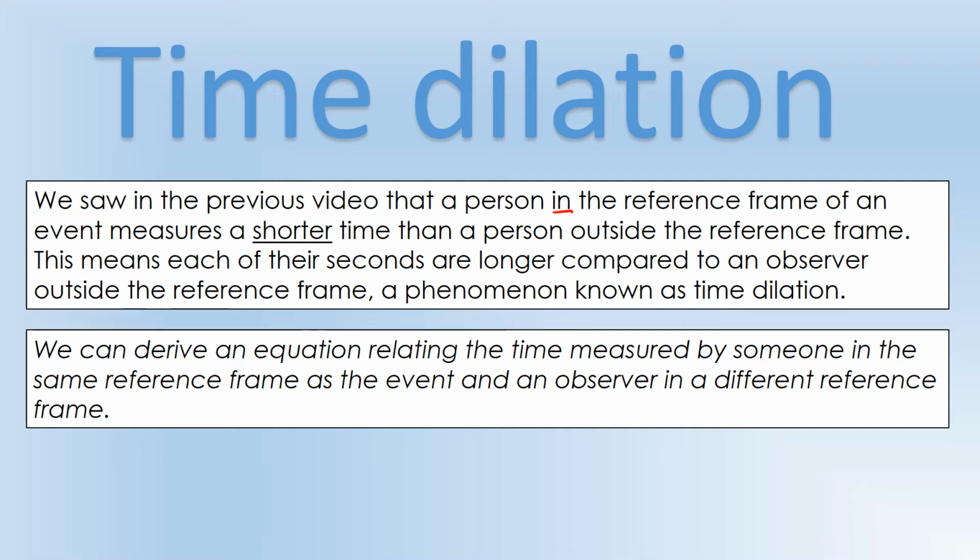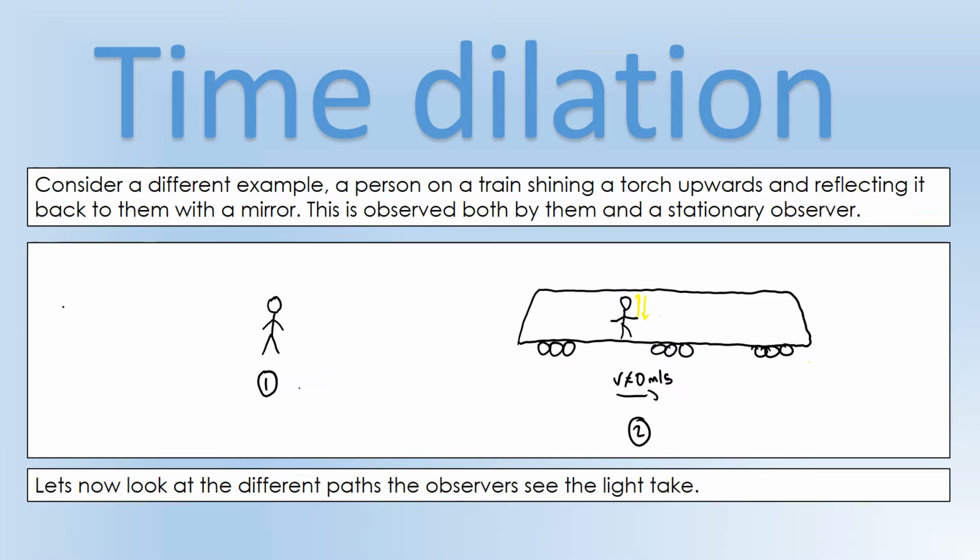So what we're going to look at first of all is deriving an equation that allows us to know how the times are related to one another. So how much longer is a second, or how much smaller would a time measurement be if you're in the reference frame than if you're outside the reference frame. So this is the example we're going to look at again.